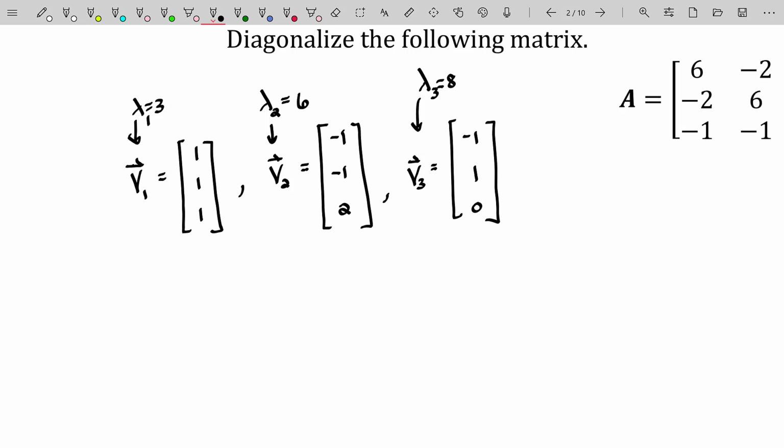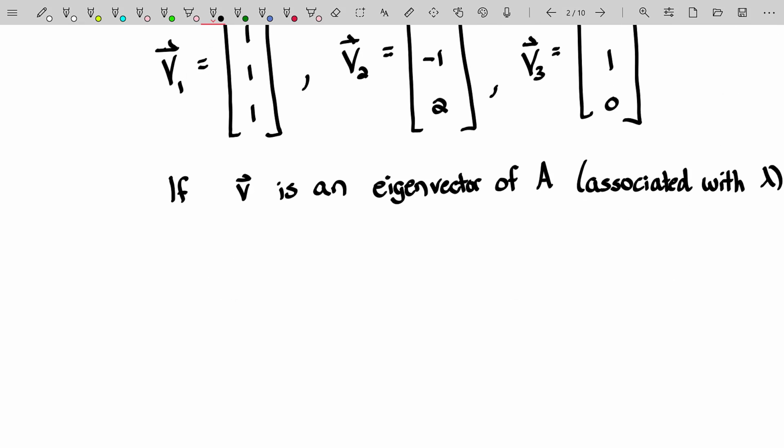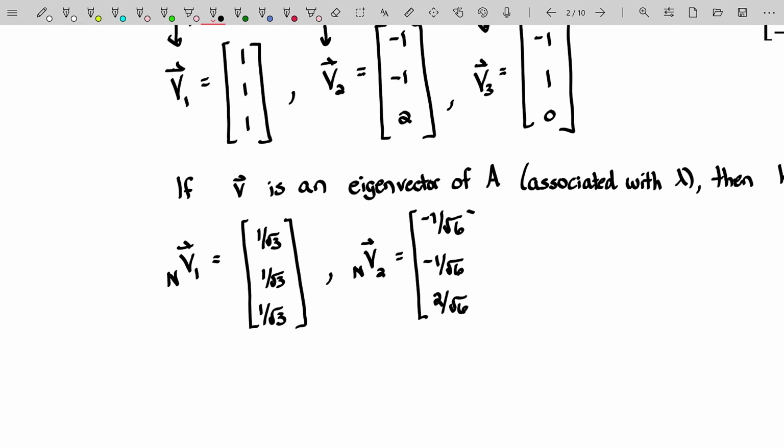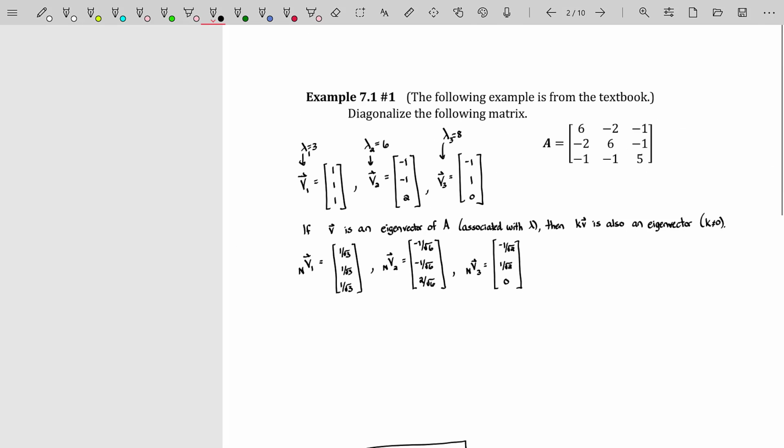However, as I mentioned before, if we have an eigenvector of our matrix A and that eigenvector is associated with the eigenvalue lambda, then any non-zero multiple of that eigenvector is also an eigenvector of A with the same associated eigenvalue, so nothing will change with the eigenvalue. What I'm going to do now is incorporate what we have been learning recently, which is normalization. So I'll take the normalized version of V sub 1, along with the normalized versions of the vectors V sub 2 and V sub 3. Again, these are still eigenvectors for the matrix A.